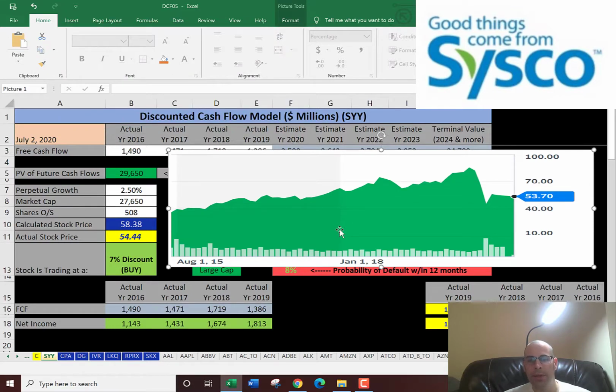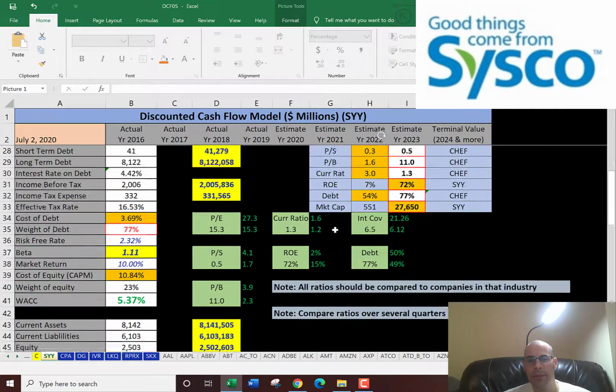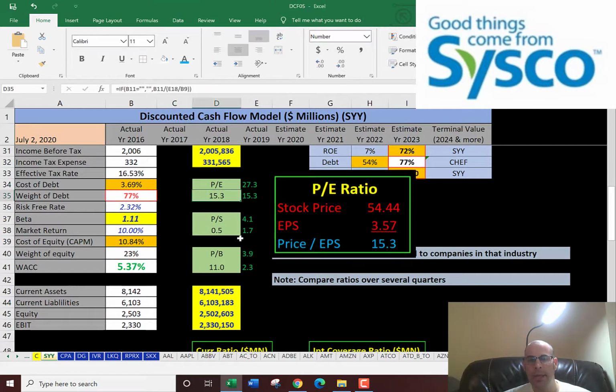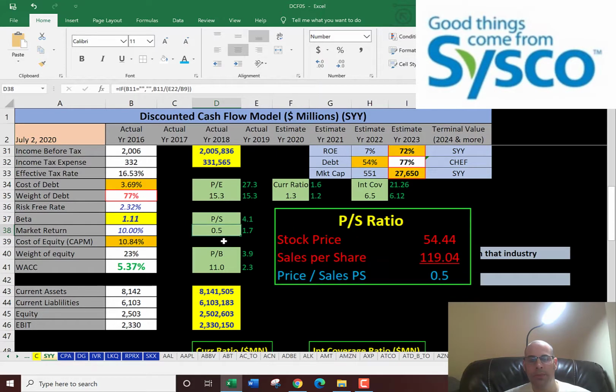Let's look at the financial ratios of the company to get more information. They have a pretty good PE, 15.3, which is the median PE for the entire market. They have a great price to sales ratio, 0.5. That's price of stock over sales per share, which is much better than the average in the market of 4.1, and the median in the market is 1.7.